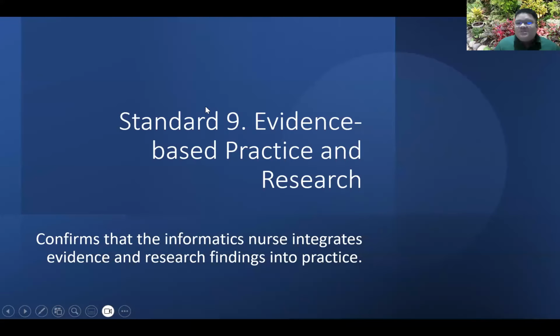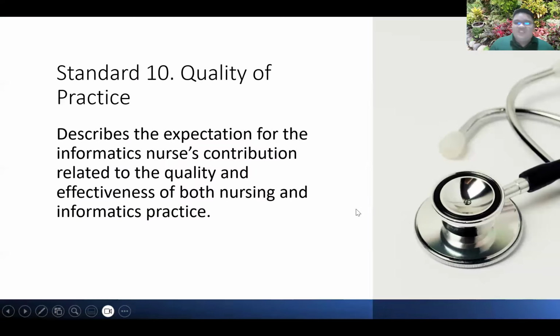So we continuously learn. In standard 9, evidence-based practice and research. So this confirms that the informatics nurse integrates evidence and research findings into practice. Okay? Di ba sinasabi natin na we don't do things because our grandmother told us so. We don't do things because older nurses do it like that. But we do things already because of evidence. Okay? We do things because of evidence. And that is your evidence-based practice and research.